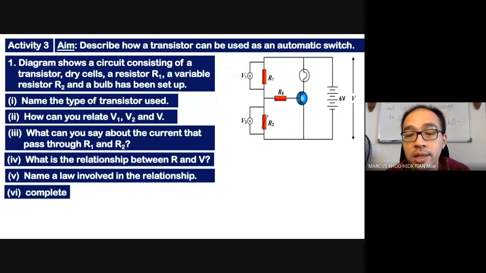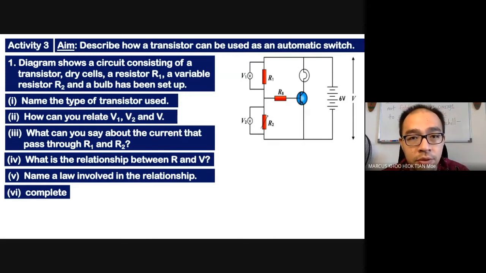We want to look at the transistor and the circuit of an automatic switch. Remember, an automatic switch is, if there is a big enough voltage, it will jalan. The transistor will turn on if there is a big enough voltage. That is the basic thing you must use.